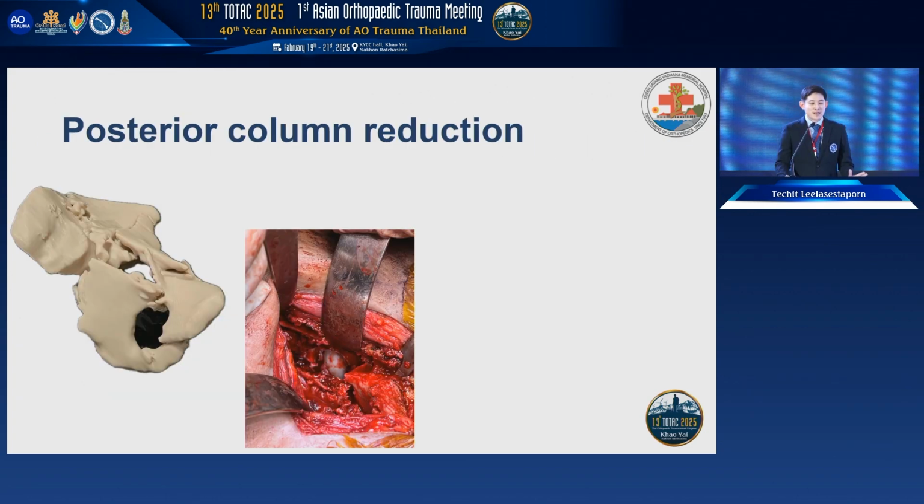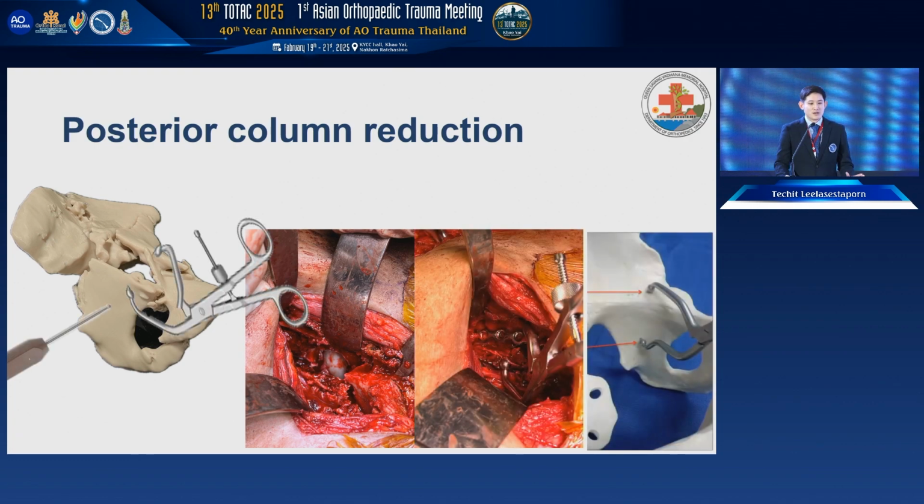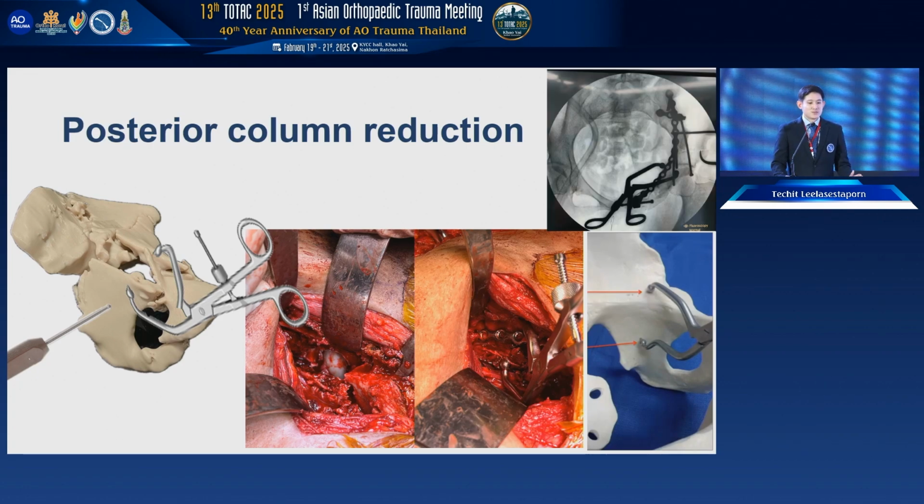So here is a case. This is a both column fracture that has a displaced quadrilateral plate or the posterior column. So we can use a pelvic plate in conjunction with the ball spike pusher to help reduce the posterior column. We can do this through the AIP approach, and then we fix it with a plate and screw.